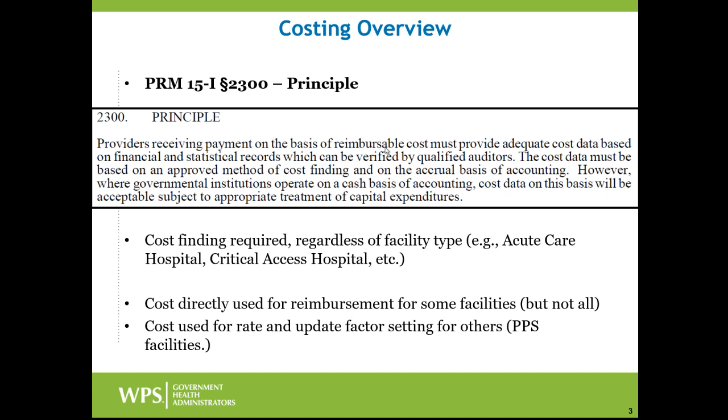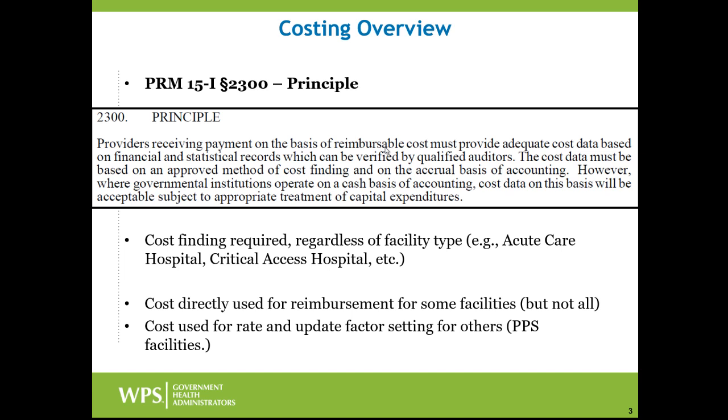They're not paid directly based on reasonable cost, but the update factors, the DRGs to some extent, they're based on cost data. Now, even though the PPS facilities have been PPS for decades now, the acute care hospitals went in the early 80s, mid 80s, so even though they're PPS, they're not paid based directly on cost. The data's still important. They're still on the cost report. It's still a requirement, and we're going to talk about that and what that really means.